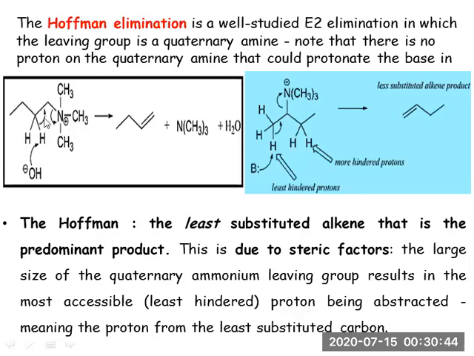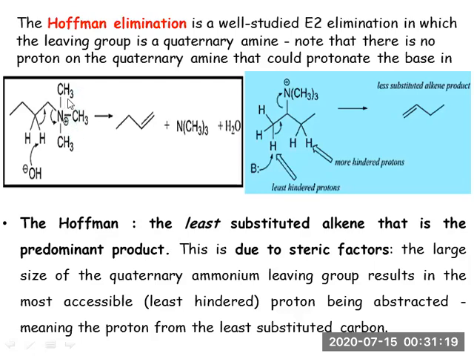A bond between beta carbon and alpha carbon should be formed, and along with that, a bond between leaving group and alpha carbon should be broken. All these things happen in the same step, and then the transition state of such a reaction becomes highly crowded. When it becomes crowded, if your leaving group is small, then the reaction will go in such a manner that you will get the more substituted alkene as a major product. That is, Saytzeff product will be the major.